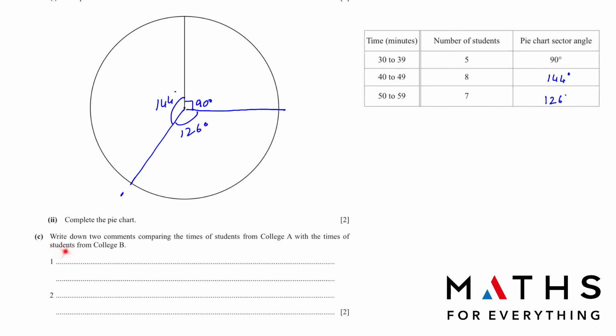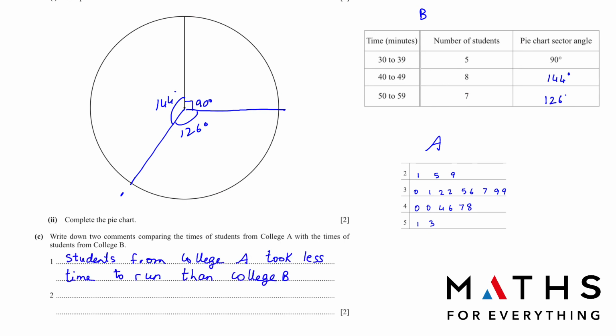Now part C. Write down 2 comments comparing the times of students from college A with the times of students from college B. This is college B and this is college A. And you can write anything that you can understand. Here we have students having as low as 21, 25 and 29. Here the lowest is from 30 to 39, so that is one comparison you can make.